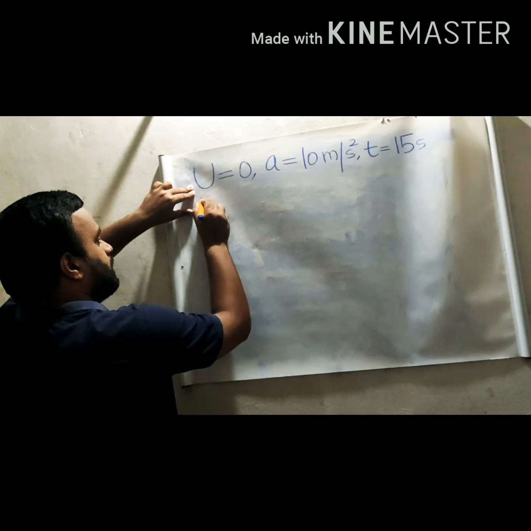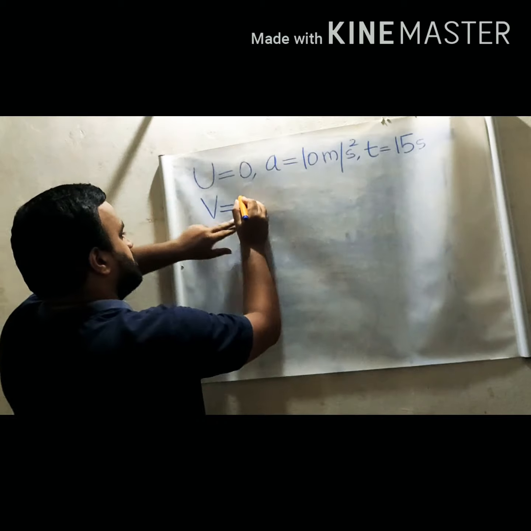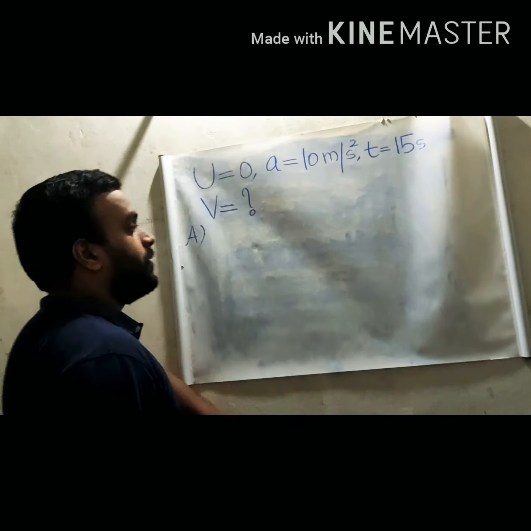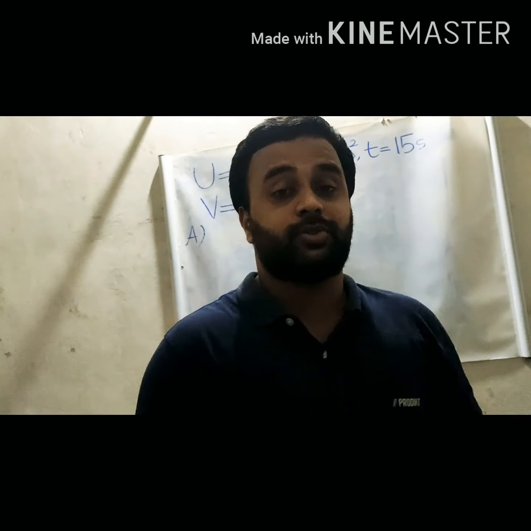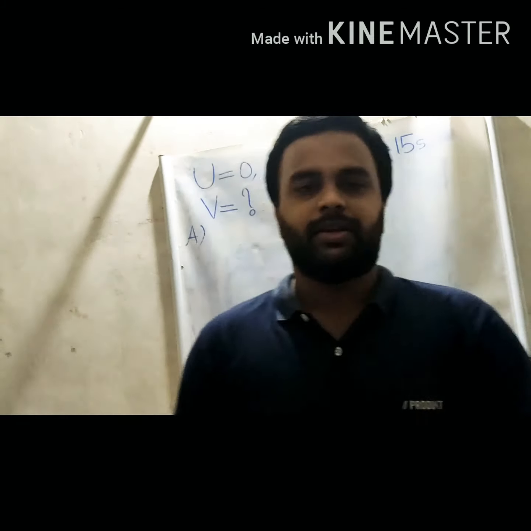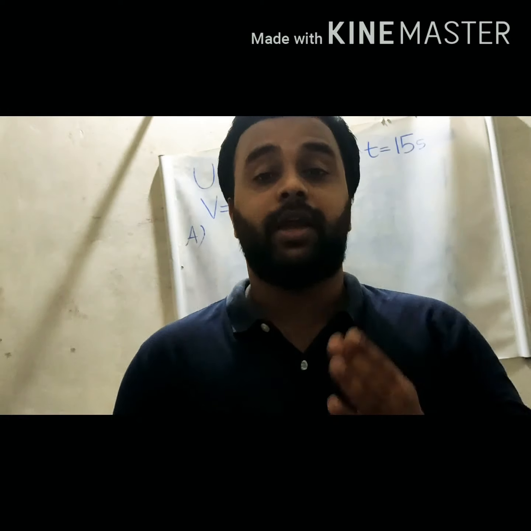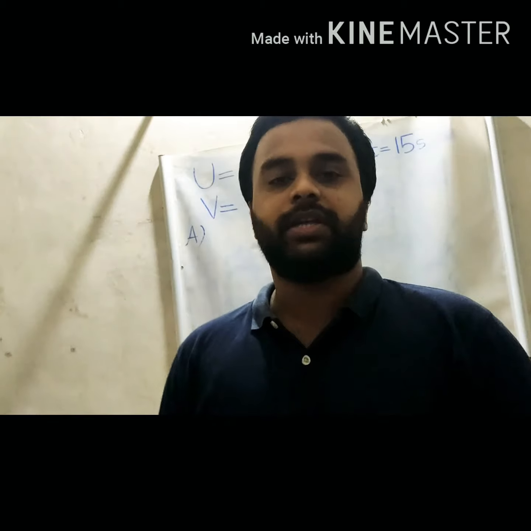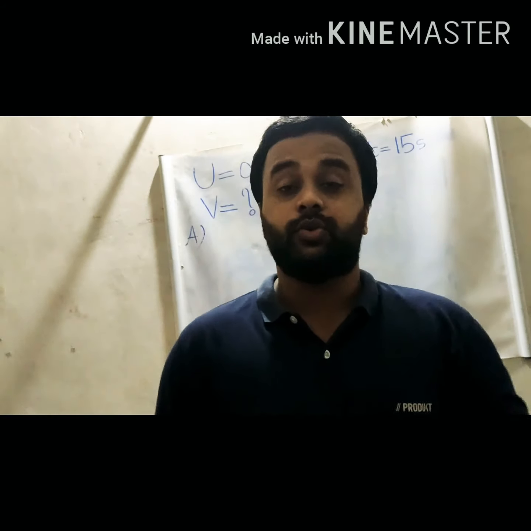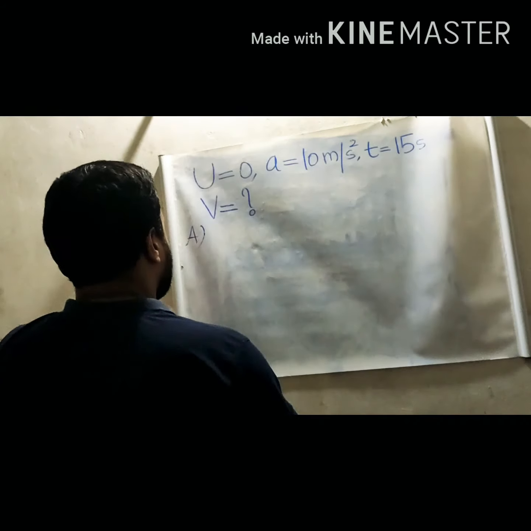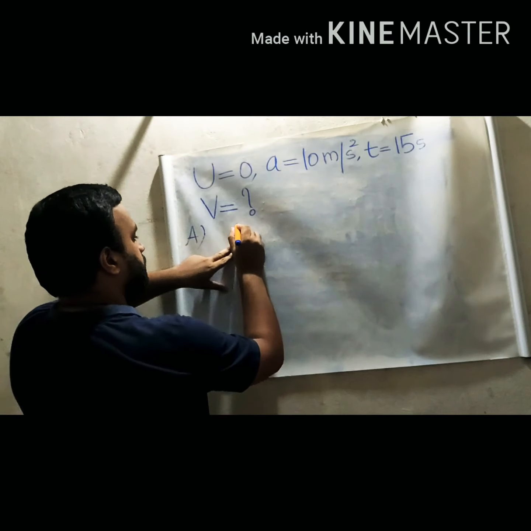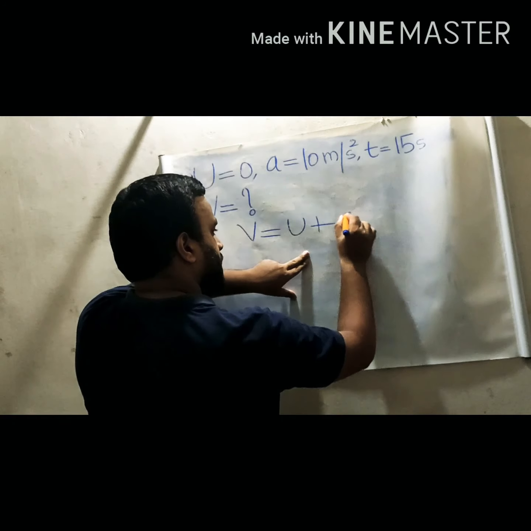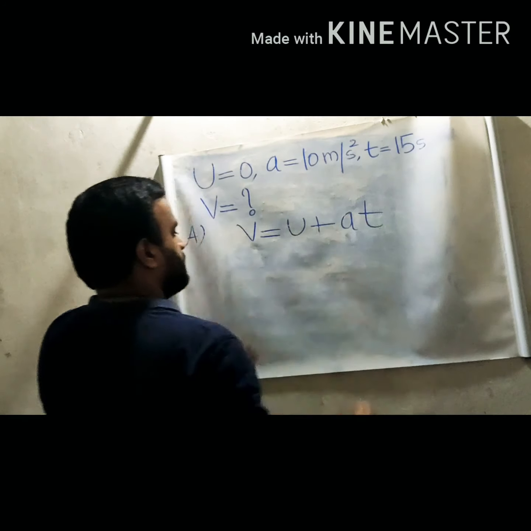We want to find out velocity v. So which equation can be used for this problem? It is v = u + at, because u is given, acceleration a is given, time t is given. So what's the formula? v is equal to u plus at. Let's write the formula.